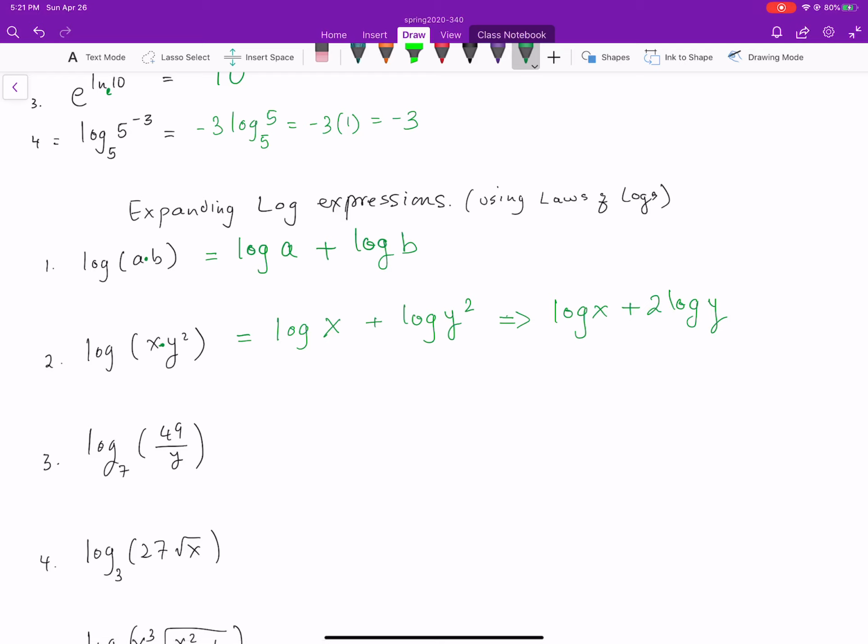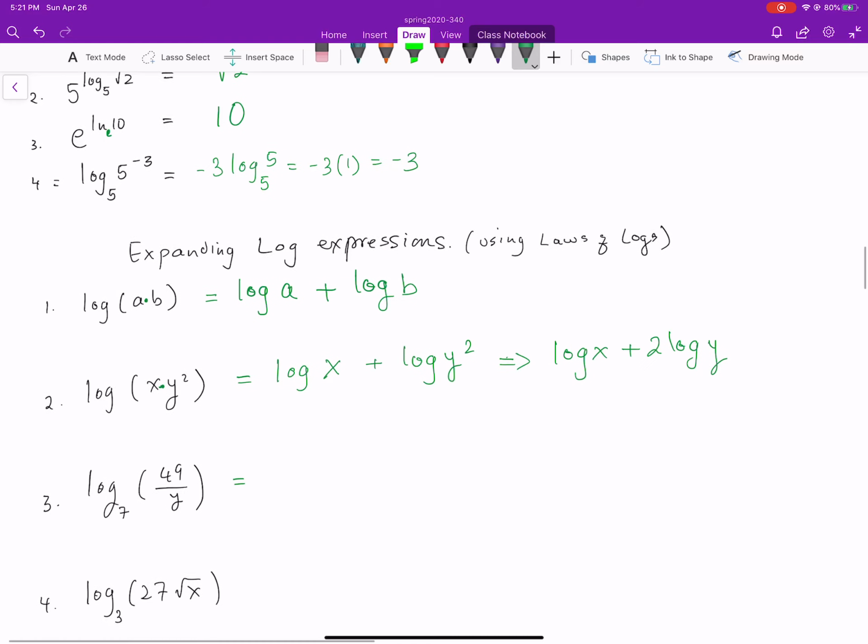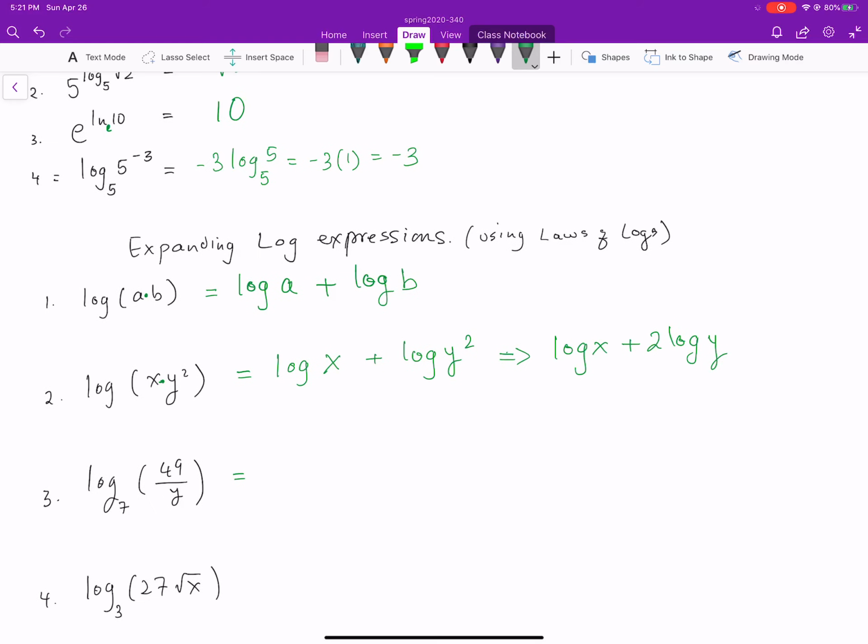Okay, now let's look at the next question. It says log base 7 of a quotient, 49 over y. In this case, I see the quotient rule. I can split this up and expand it over subtraction, so I get log base 7 of 49 minus log base 7 of y. Well, I wish I could leave my answer like this, but always look at what you have and ask, is this the most simplified version of your expansion? Looking at the very first term, to what power should you raise 7 to give you 49? That is 2, minus log base 7 of y.